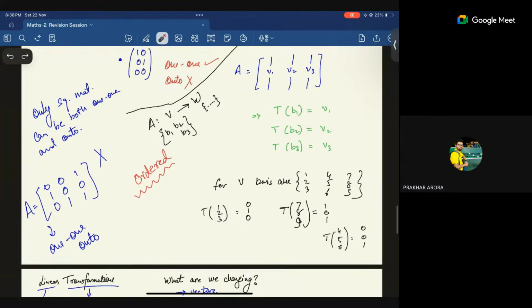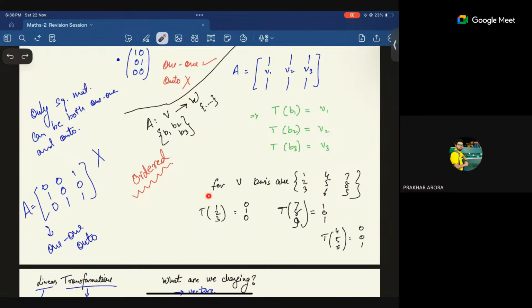Now the question can be asked from this also. For the transformation v to w, I have the basis for v as this and this. These are bases, and these are ordered bases. Remember, ordered bases. Now here, this is the transformation of the first ordered basis. This is the transformation of the third ordered basis. Pay attention, this is at number 3. And this is the transformation of the second ordered basis.